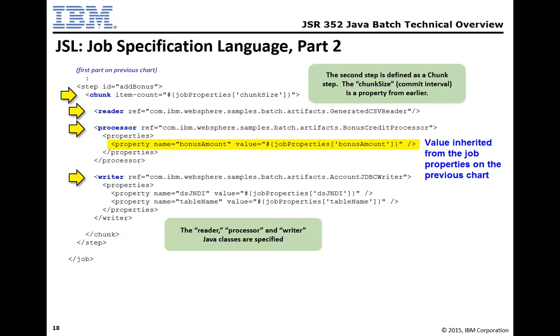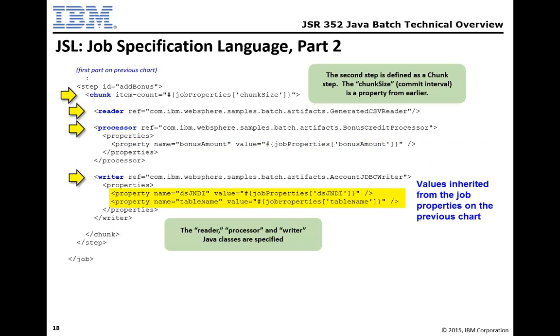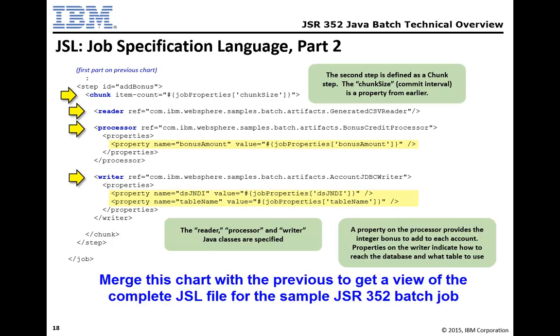The processor has a property for the bonus to add to each account's balance. The writer has two properties related to how to reach the database and what table to use. Put the two charts together and you have the full JSL file. The JSL file tells the JSR352 runtime what Java class files to use and other information about how to operate.